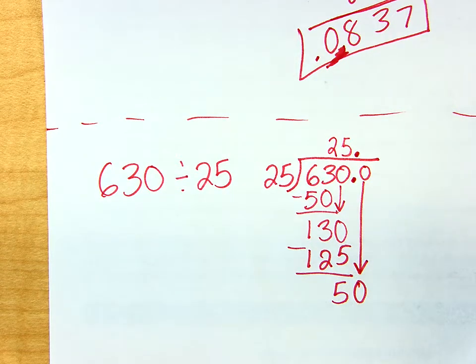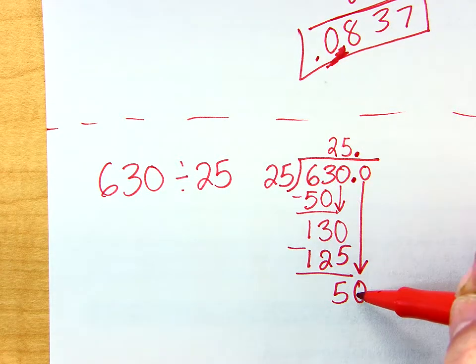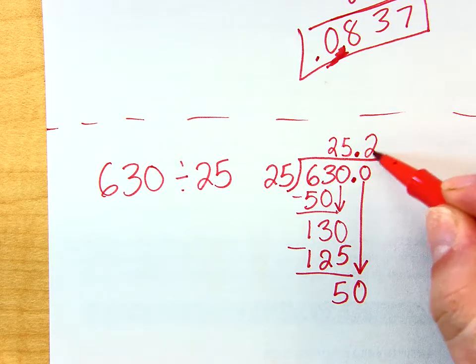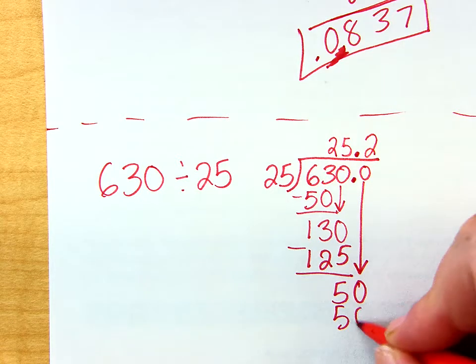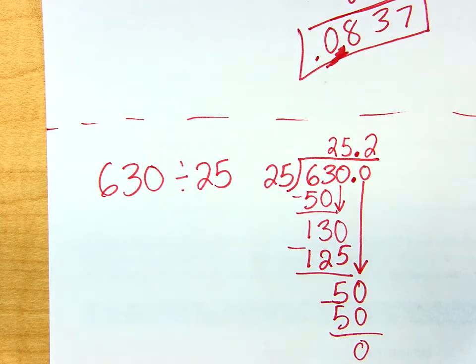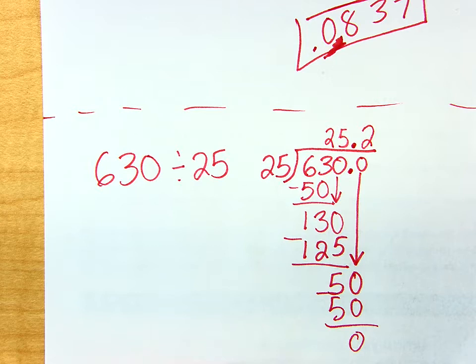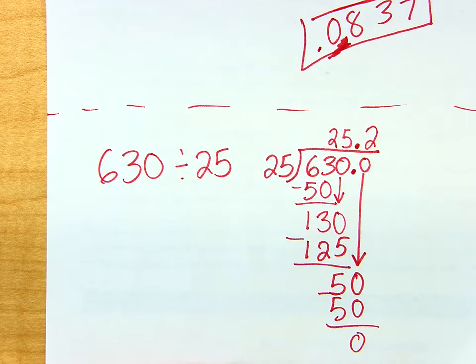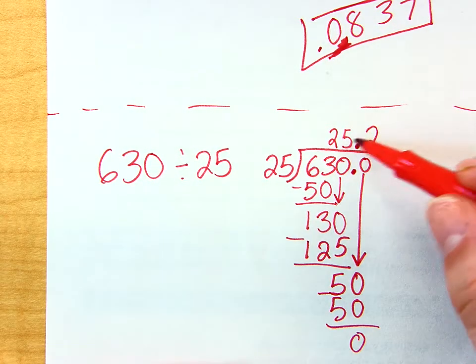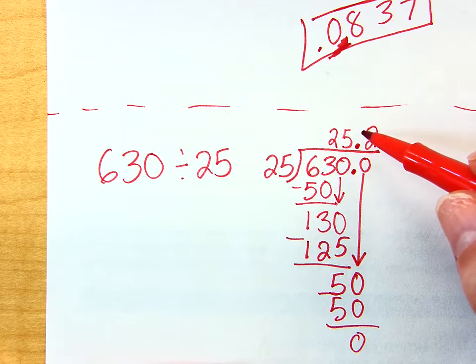I got 252. And how many times can 25 go into 50? Twice. 2 times 25 is 50. And I now have a remainder of 0. So if I did 630 divided by 25, the answer, the quotient, if you will, is 25.2.